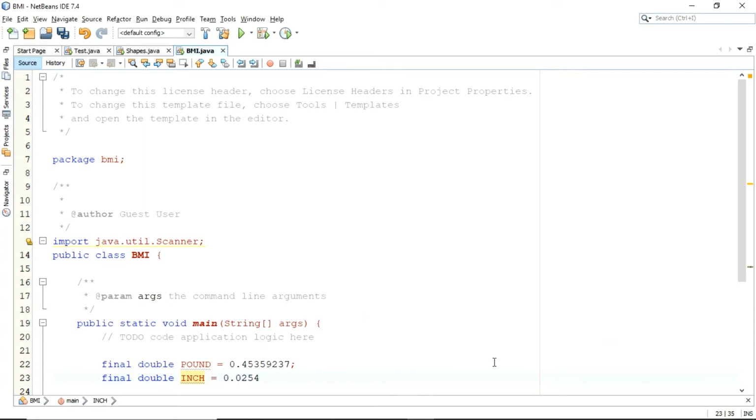So 1 inch is equivalent to 0.0254 meters, and 1 pound is equivalent to that figure in kilograms. So now that we have our two values, we can begin by scanning the values that the user might need to enter into the system.